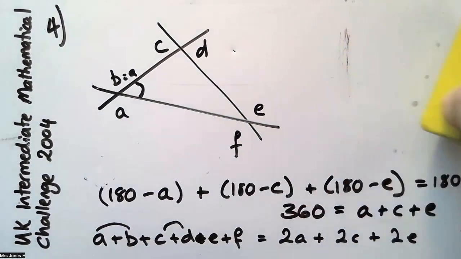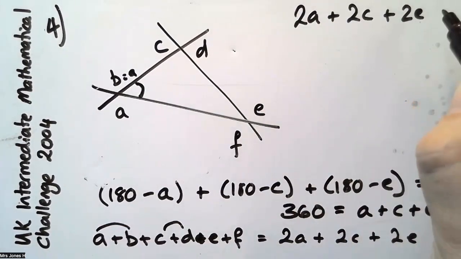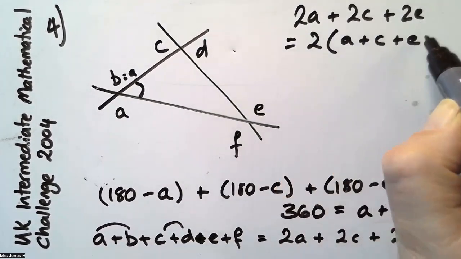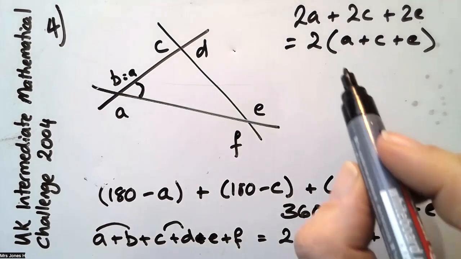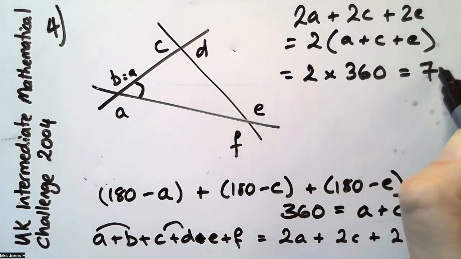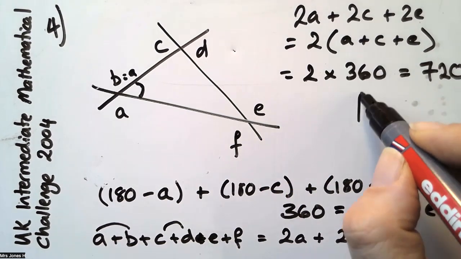Let's just take this off here. So 2A plus 2C plus 2E can also be written as 2 times A plus C plus E. Now we know here what A plus C plus E is. We know it's 360. So 2 lots of 360 is 720. Therefore, the answer that we are looking for is 720, and therefore the answer is C.